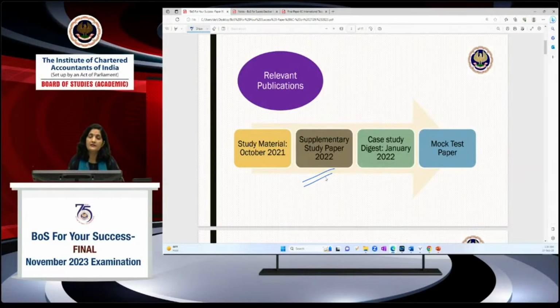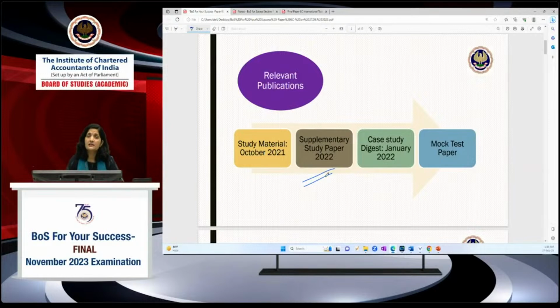This supplementary study paper, we have divided chapter wise for the sake of easy reference with the study material. In line with your study material, the supplementary study paper is also divided chapter wise. So all the amendments are given in chapter wise form, and you can easily refer to the study material along with the supplementary study paper.